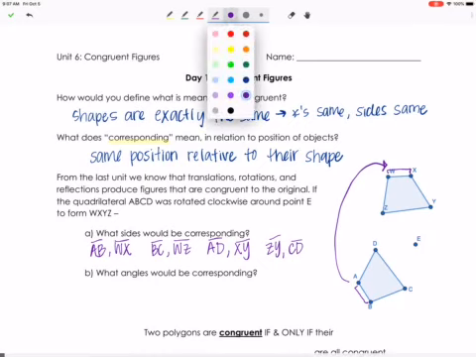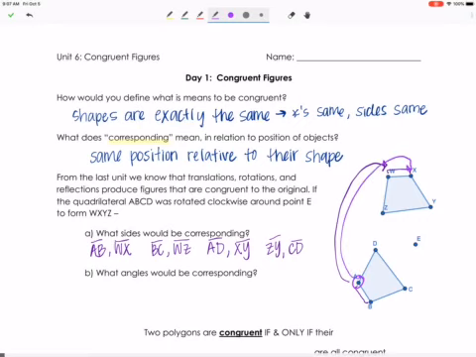Same thing goes for the angles. If we're looking at what angles would be corresponding to each other, angle A would have rotated around to be in the same position as angle X. Angle B would be in the same position as angle W. Angle C would be corresponding to angle Z. And angle D would be corresponding to angle Y.